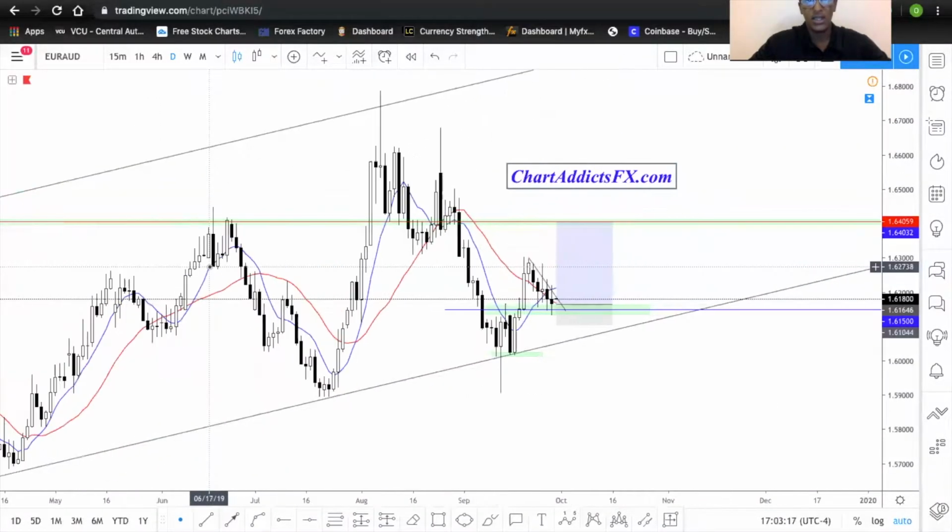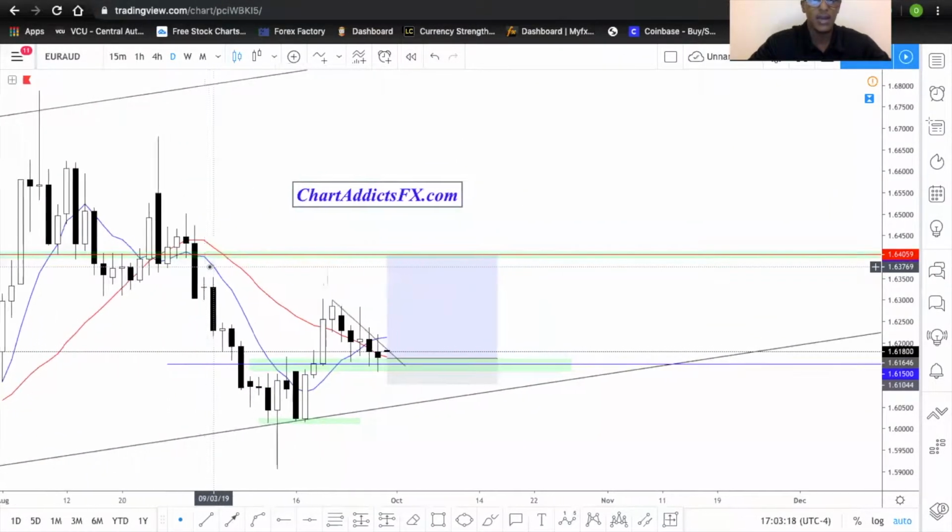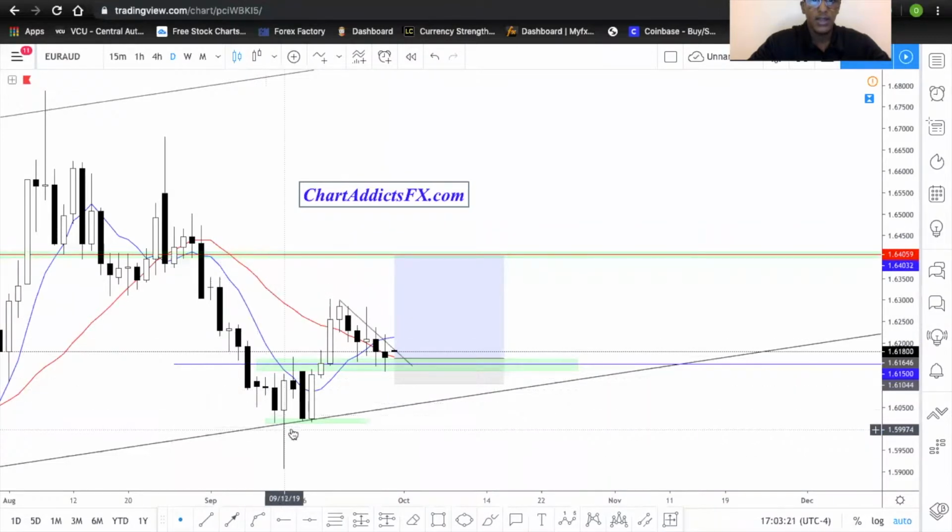Just scaling in to where price is now, we can see we had a lot of rejection on this trend line. Price came down and snapped right back and engulfed the previous candlestick. Right over here we had a strong push down, and then a tweezer bottom. Price came right back. We managed to break above this 1.61500 psychological zone, and we're retesting this area right over here.